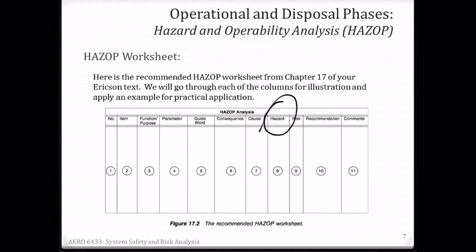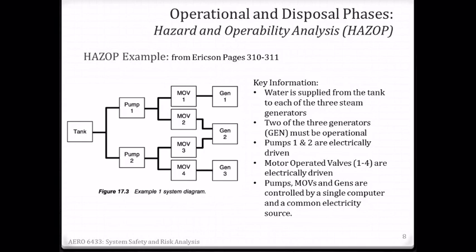An example given in your text is related to a steam generator system. There are some assumptions that are depicted in your text and in your PowerPoint. So here are some of the assumptions. Water is supplied from the tank to each of the 3 steam generators. 2 of the 3 generators must be operational in order to ensure coolant. Pumps 1 and 2 are electrically driven. Motor operated valves 1 through 4 are electrically driven. And then our last assumption here: pumps, motor operated valves and generators are controlled by a single computer and a common electricity source.